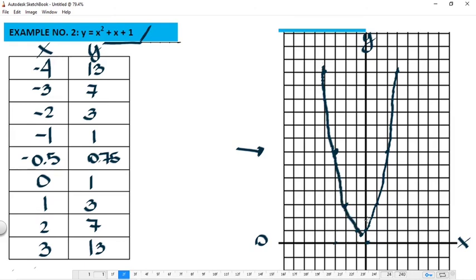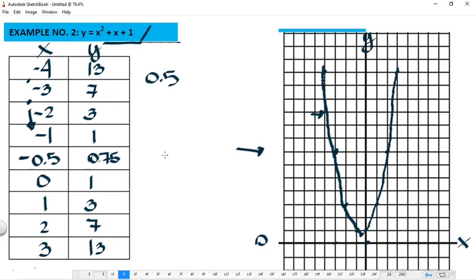So this is our graph. Please bear with me with the drawing. If you want to have more accurate curve, just make the increment for the values of x smaller. For example, 0.5. That's why the sequence could be negative 4, negative 3.5, negative 3, negative 2.5, and so on.